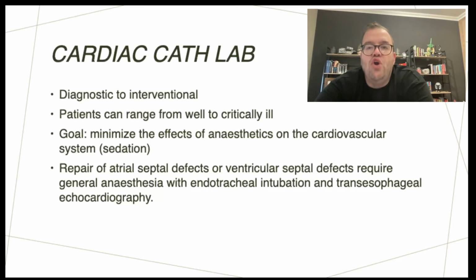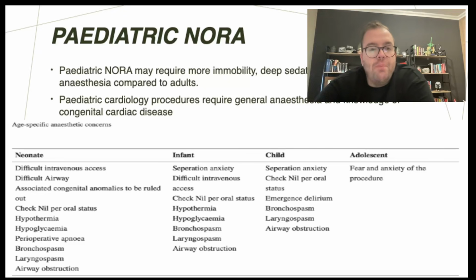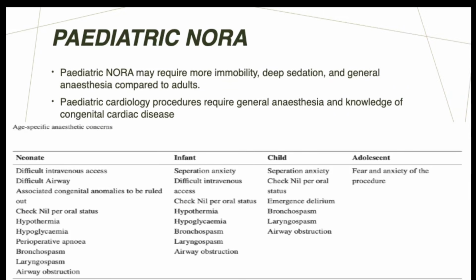The goal is to minimize the effects of whatever we give, sedation or general anesthesia, on the cardiovascular system. Sedation is most commonly used for adults who are having any sort of cardiovascular issue. And then I explained to you about where we also will do a GA in children. And then, as we've said, repair of ASDs or VSDs require GA with intubation and transesophageal echocardiography. So pediatric non-operative room anesthesia is slightly unique because it requires more immobility, much deeper sedation because children cannot cooperate as adults, and general anesthesia is much more frequent than in adults. And remember, pediatric cardiology specifically requires general anesthesia and intimate knowledge of congenital cardiac disease.